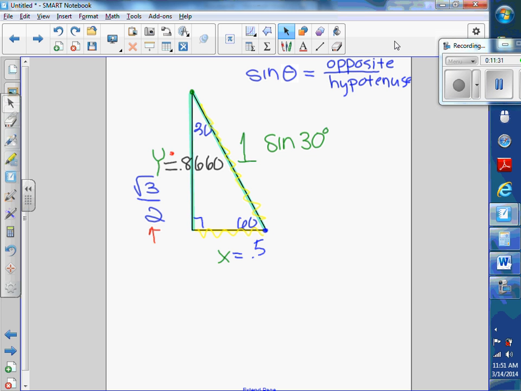Okay. So, according to the directions, in this problem, the sine of 30 would be opposite of 30, which is 0.5, divided by the hypotenuse, which is 1. Now type into your calculator, you guys.